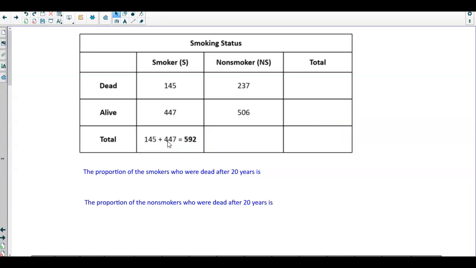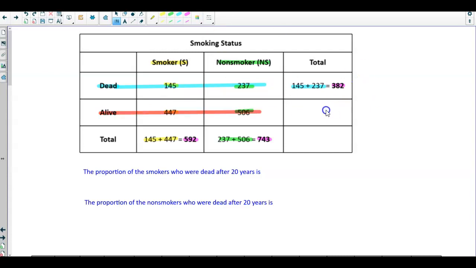If we add 145 and 447, that gives us 592, which represents the column for smokers. Next we have non-smokers. We add 237 plus 506, and that gives us a total of 743. Now we calculate the row totals. For the dead, we add 145 plus 237, which gives us 382. Likewise, we find the row total for 447 and 506, and when we add those together we get 953.